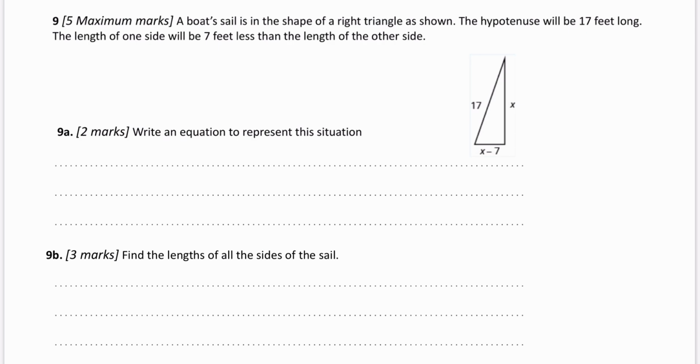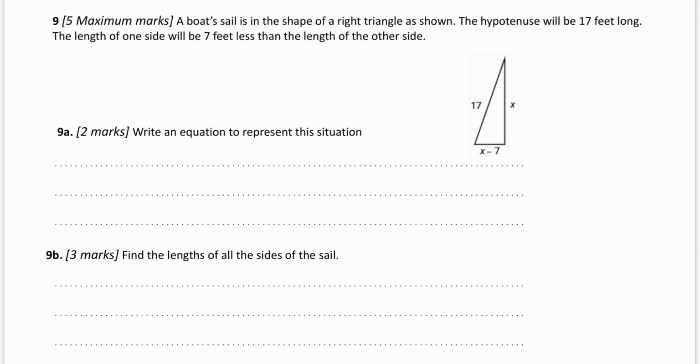that the boat's sail is a right angled triangle and that the hypotenuse, which is the longest one marked on here, is 17. And you're told that the height is x and the width is x minus 7. And you're given that information here, so 7 less than the length of the other side. So we need to write an equation to represent the situation.